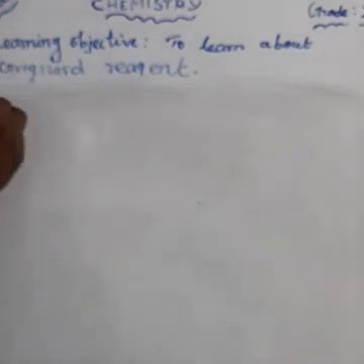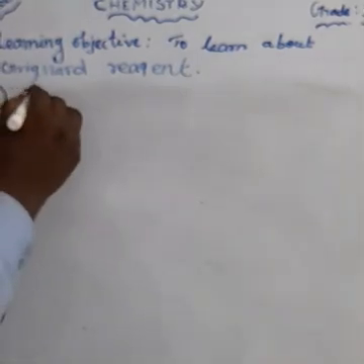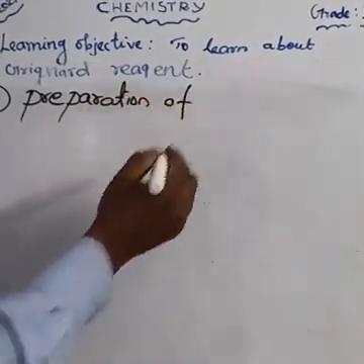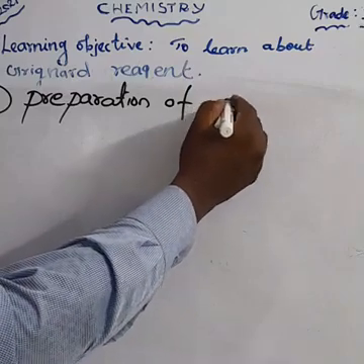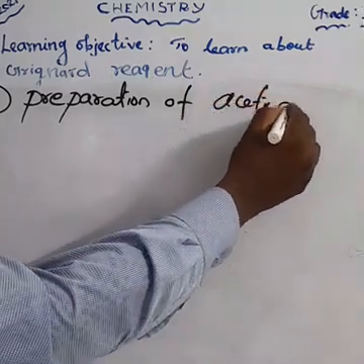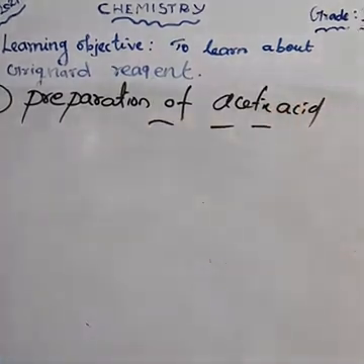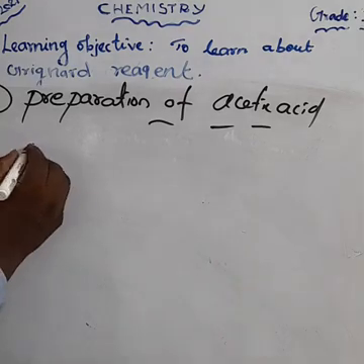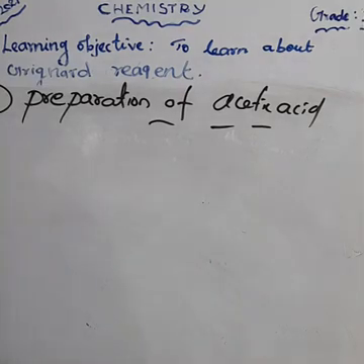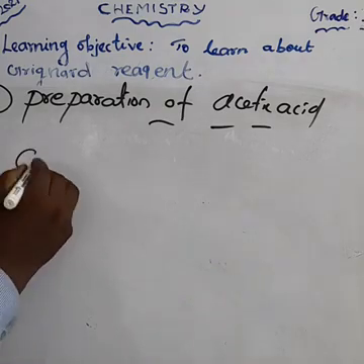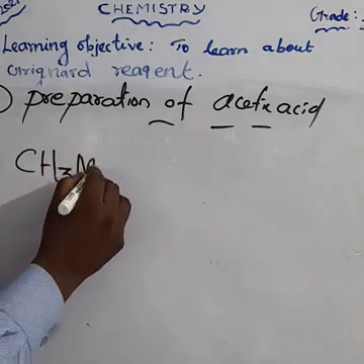The fourth synthetic use of methyl magnesium iodide is preparation of carboxylic acid, for example acetic acid, whose IUPAC name is ethanoic acid. First, methyl magnesium iodide. What is the formula for methyl magnesium iodide? CH3MgI.